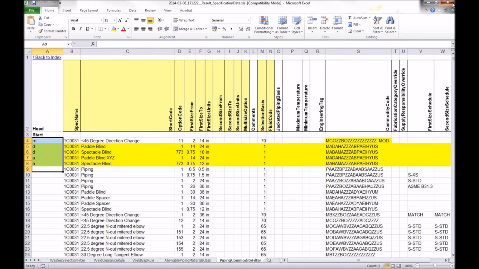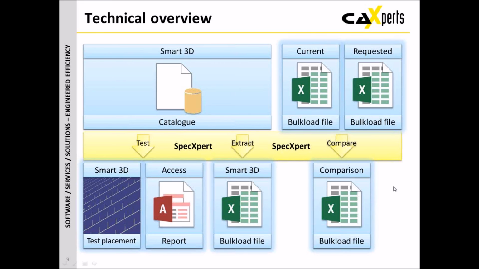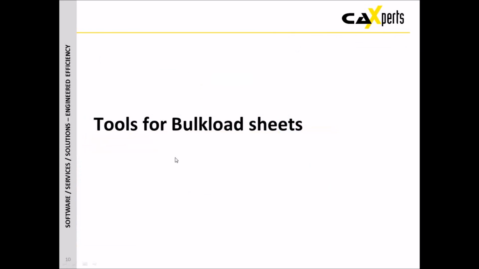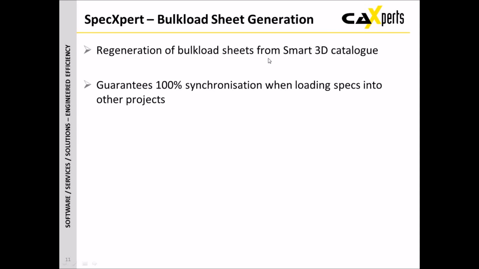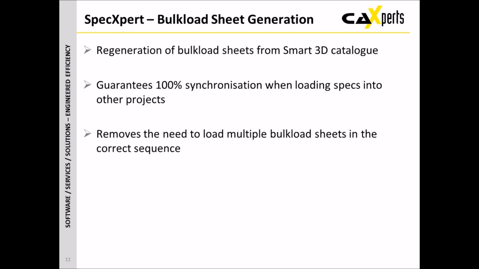So that can now be run in, and it will align your spec to that bulk load sheet. Okay, so just going through it in a bit more detail, when we're looking at the tools for bulk load sheets, we're regenerating the bulk load sheets directly from the Smart 3D catalog, which guarantees 100% synchronization when loading specs into other projects. By doing that, it removes the need to load multiple bulk load sheets in a correct sequence to go from one system to another.